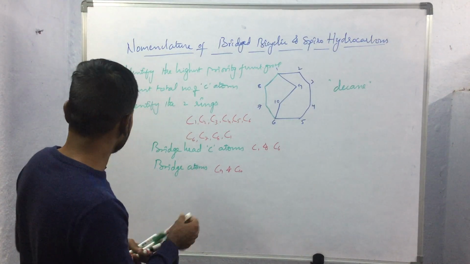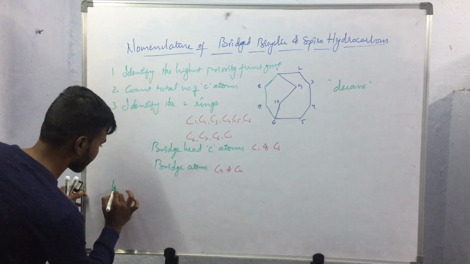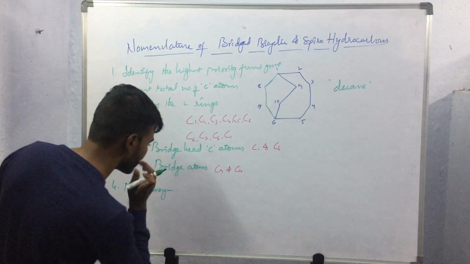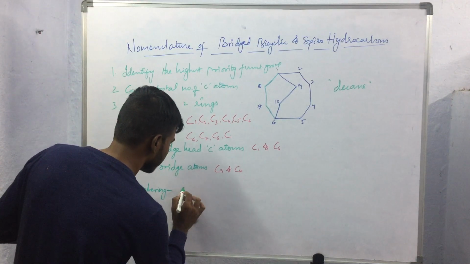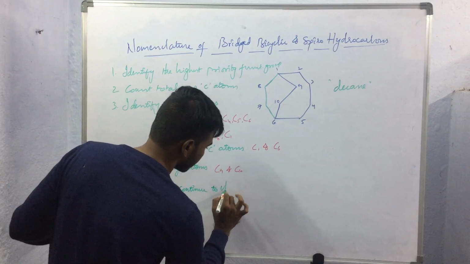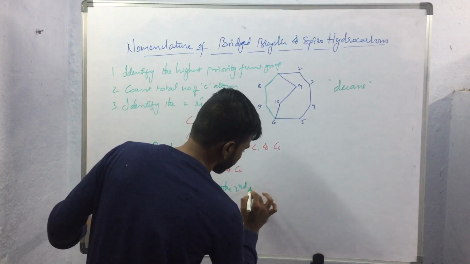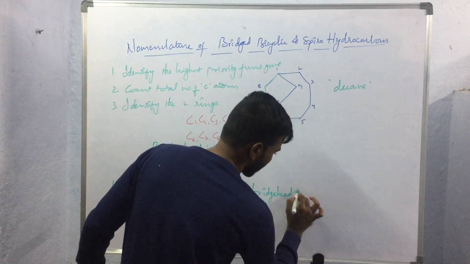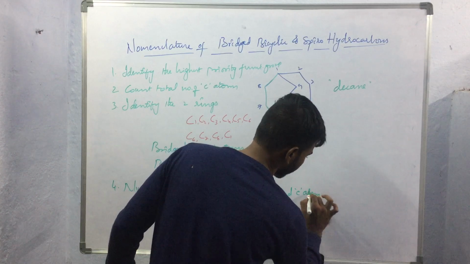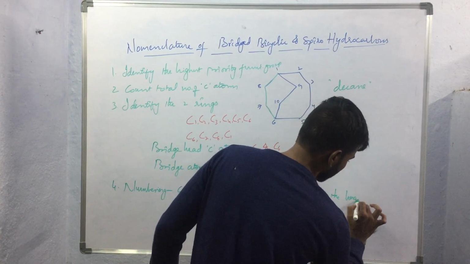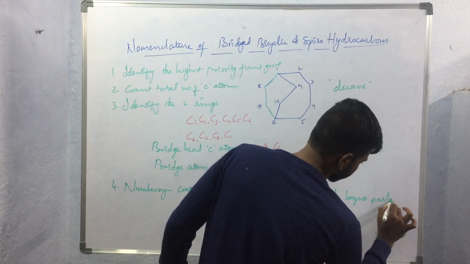So the next rule is numbering. This numbering should be in such a way that it should continue to the second bridgehead carbon atom in the longest path.